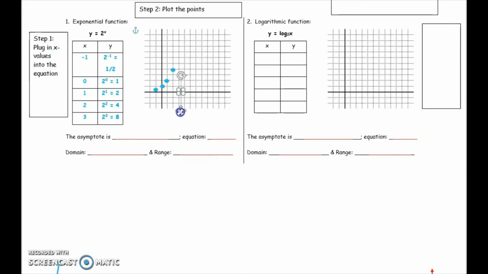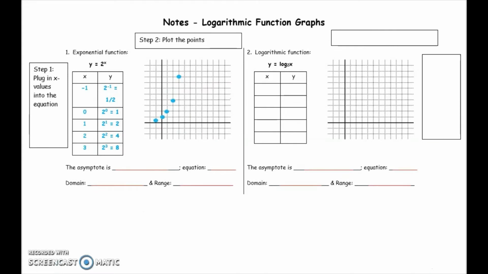And over 3, up 1, 2, 3, 4, 5, 6, 7, 8. Yay! So now once you have drawn your points onto your graph, you are going to connect them the best you can, and that's going to be the best I can do right now. Remember that both sides have an arrow because they go on forever in both directions.